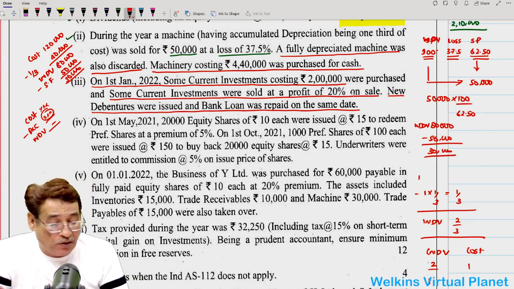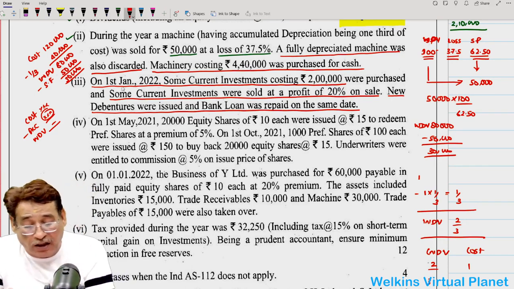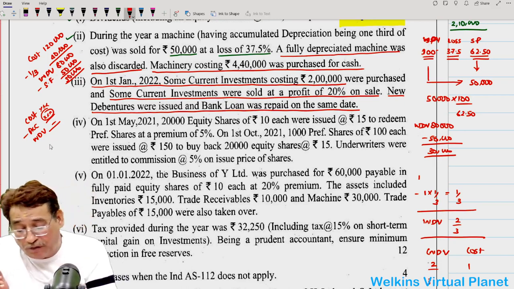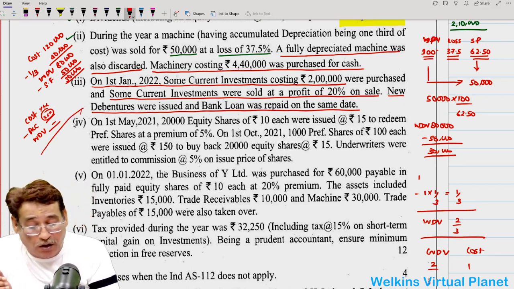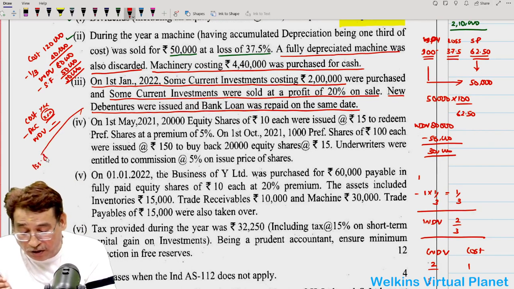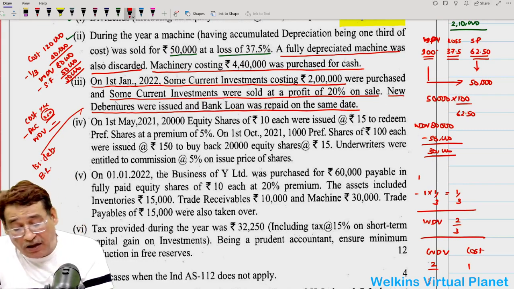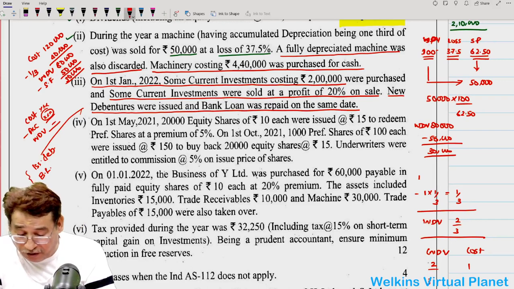So that is not a big task. New debentures were issued and bank loan was repaid. Now important thing is that everything is done on 1st of January 2022. So on 1st of January 2022, question says that you have issued some debentures, and bank loan was also repaid on this particular date. This particular line will also affect the computation of interest on debentures.